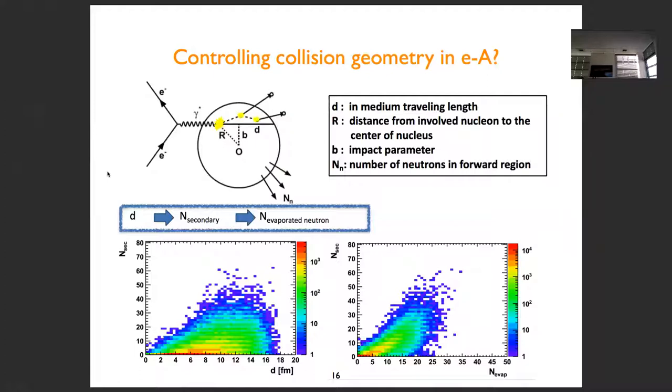If your impact parameter is zero, the surface will have the largest, longest distance, because there is more energy. That's why you need the translation. All nucleons will experience the energy.